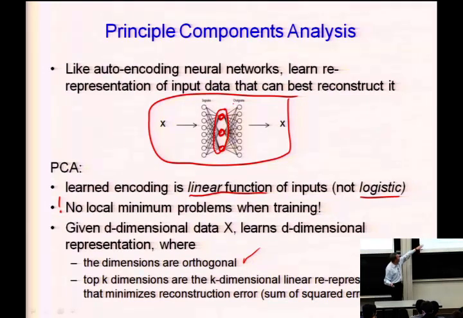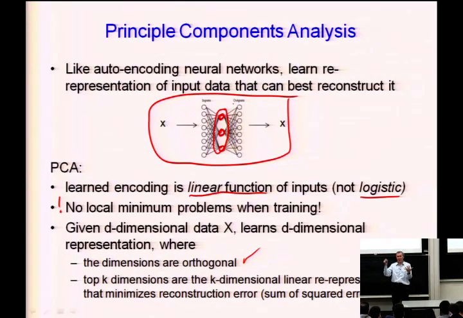So put another way, the top k dimensions in the k-dimensional hidden layer for a PCA have the nice property that they give us the linear re-representation of the input that minimizes the reconstruction error, which is not a property that we had when we trained our neural networks, right? When we train it, we get those 3 hidden units. We don't know what's going to happen if we take out one of those units. We don't know if the other 2 will be the best 2 you could get or not. But with PCA, they are.